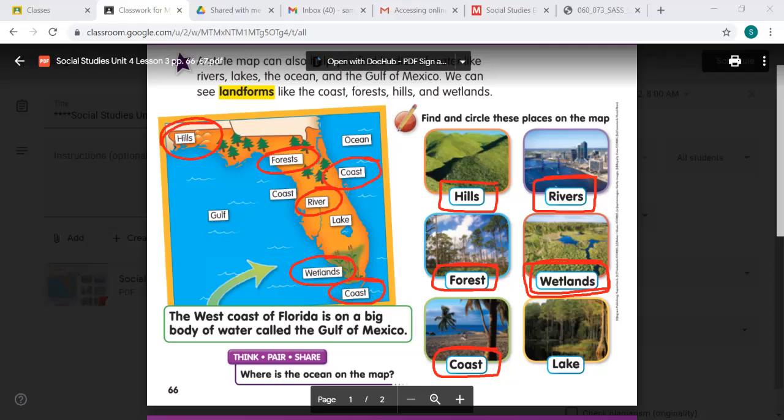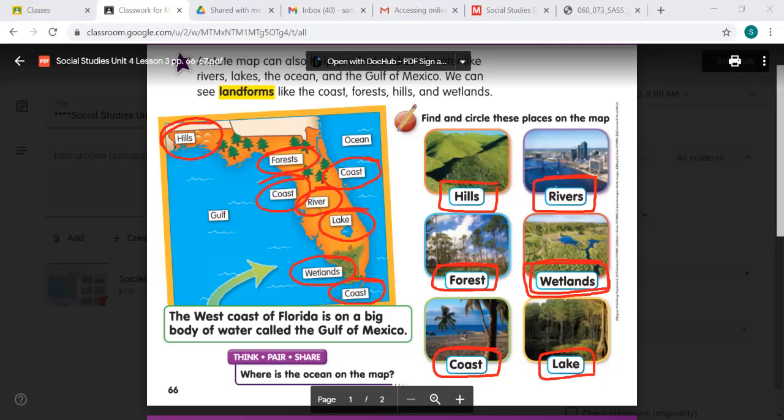Here's another coast. The coast is land that is right next to the water. So all of this is coastland, anything that's close to the water. And then we have a lake. A lake is surrounded by land. Here's the lake. Oh, and here's another coast. So there were three they had marked over here. See how it's next to the water, the coast? All right, so we found all of them.